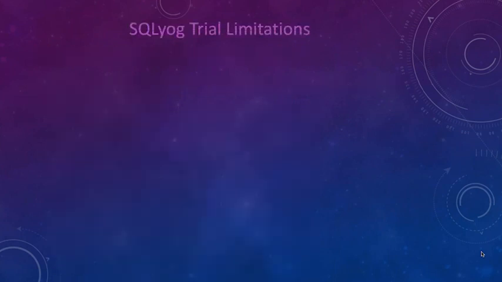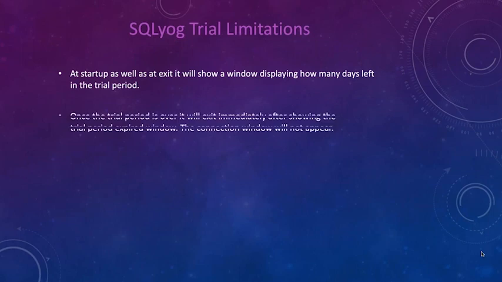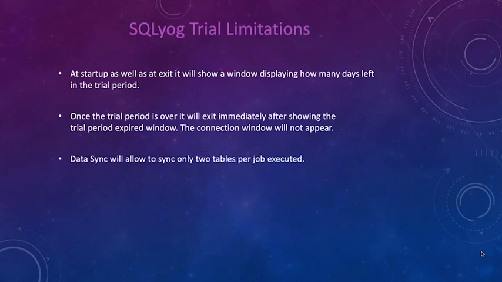So let's go through some of the trial limitations for SQLyog. As we do at the startup and as well at the exit, you will get a window during the trial period displaying how many days are left. Once the trial period is over, it will exit immediately. After showing the trial period expired window, the connection window will not appear.